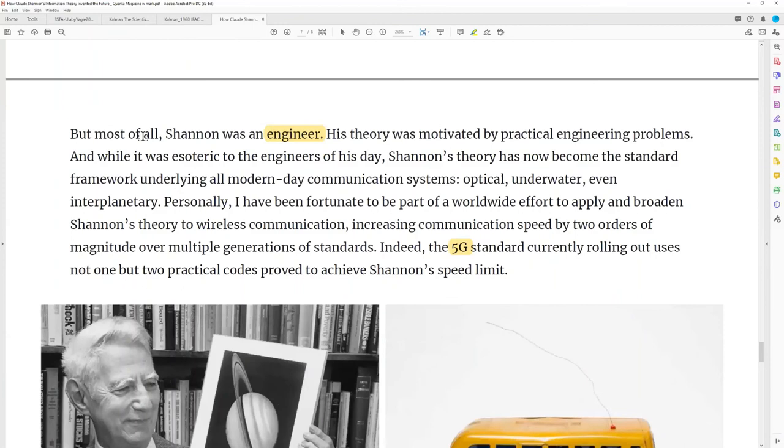But look at this. Most of all, Shannon was an engineer. He was an engineer, and he was a top-rated engineer. His theory was motivated by practical engineering problems. In comparison, what problem motivated Kalman? Well, the problem that motivated Kalman was an estimation problem. That was a filtering problem, and he gave a brilliant solution.